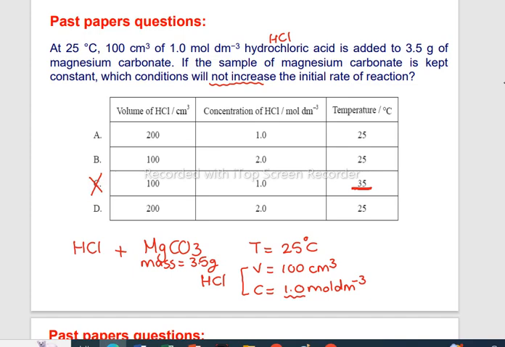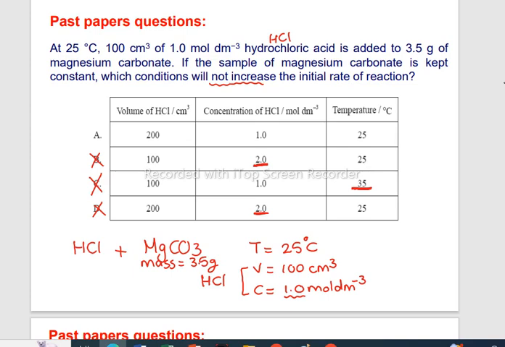So if you increase the concentration another time, the rate of reaction will increase. So if you look at the possible given answers, you have a 2 molarity and another 2 molarity right here. So definitely, if you increase the concentration of HCl, the rate of reaction will also increase. So for B, C, and D, if you increase the temperature, the rate of reaction will increase, and if you increase the concentration, the initial rate of reaction will also increase.